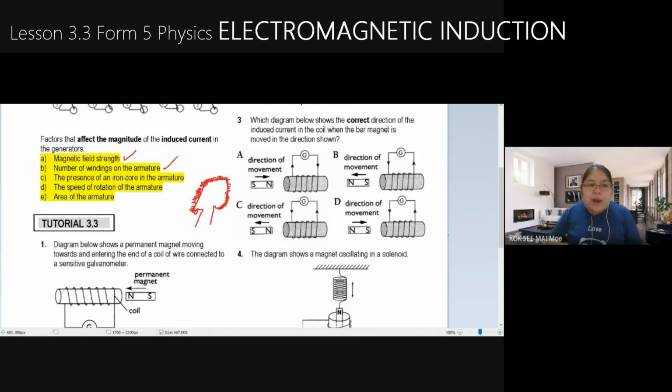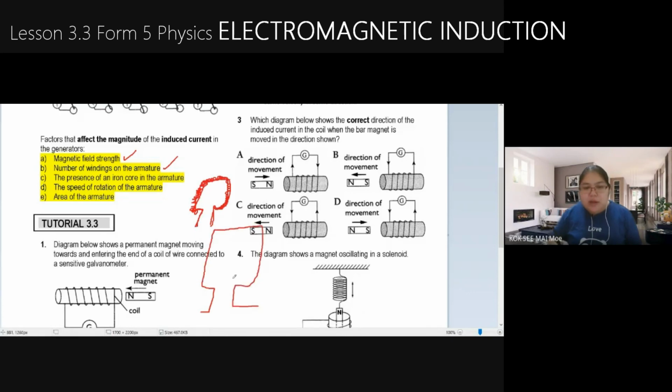Next, the presence of an iron core in the armature. If I use an iron core, it is better. After that, the speed of rotation of the armature: if you turn faster, it is also good. The last one is the area of the armature. If the area of the armature becomes bigger, it is very good.